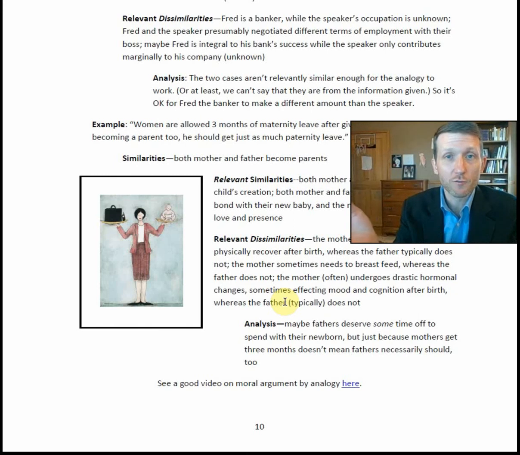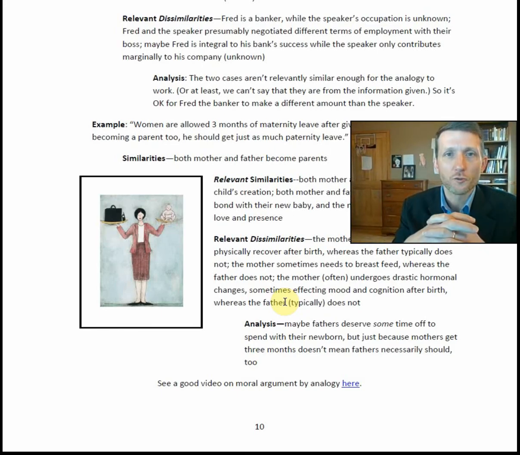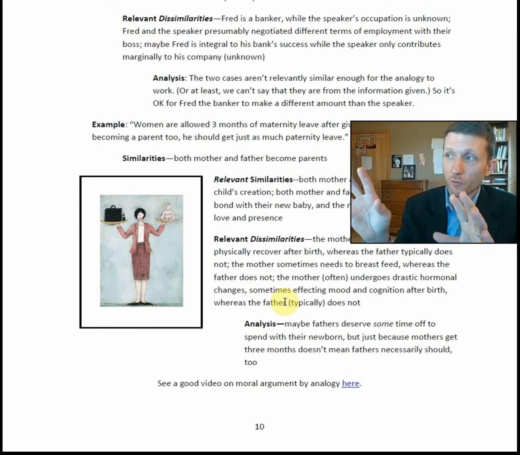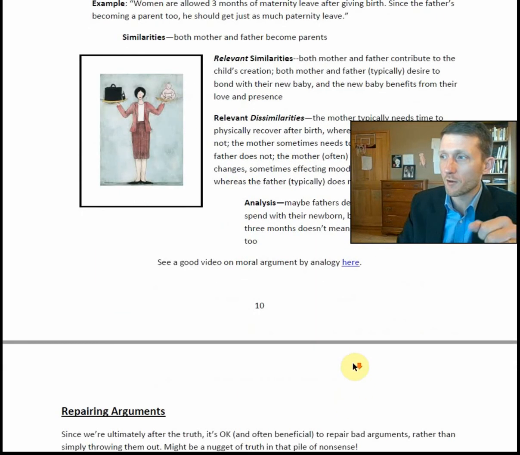Maybe it's the case that fathers deserve some time off, and maybe they deserve 3 months, but it wouldn't be because the father also contributes to creation. It wouldn't be because his burden, at least based on this initial analysis, is equal to that of the mother's. Doesn't seem to be the case at all, and so you could throw that argument out. That's how you analyze arguments by analogy. And for a good video on moral argument by analogy, I've got a hyperlink here in the PDF.